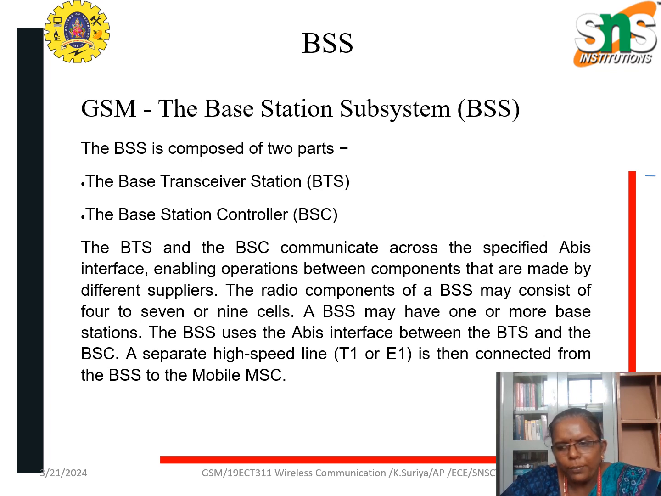The radio components of the base station subsystem can consist of either 7 or 4 or 9 cells, so a base station subsystem may have one or more base stations. All the base stations are connected together to the base station controller. The base station controller keeps monitoring the base transceiver stations. A separate high speed line, T1 or E1, is then connected from the base station subsystem to the mobile switching center.